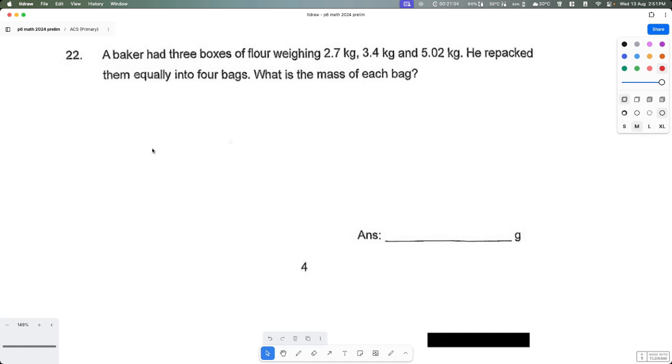Okay, question 22. A baker had 3 boxes of flour: 2.7, 3.4, and 5.02. He repacked them equally into 4 bags. What's the mass of each flour? Okay, so we'll just get the total. Total is equal to 2.7 plus 3.4 plus 5.02. So from here we can add these two up. 2.7 plus 3.4 is 6.1. 6.1 plus 5.02 will give us 11.12. So this is the total.